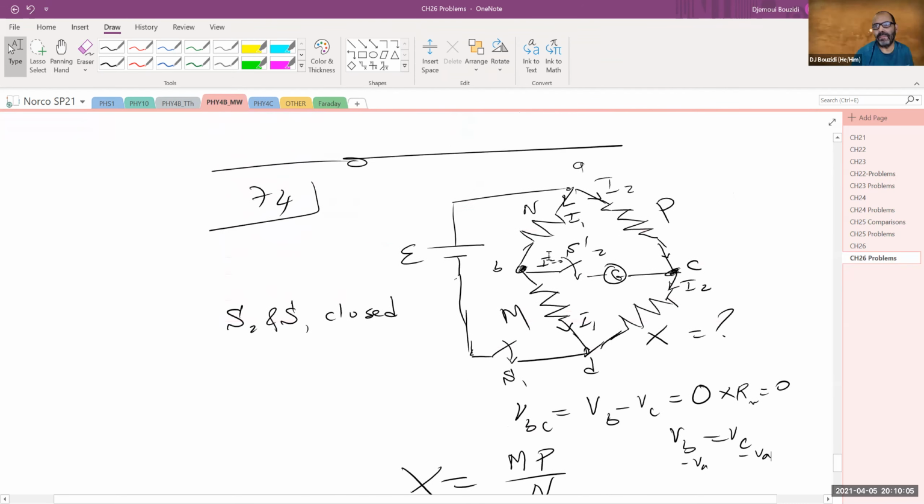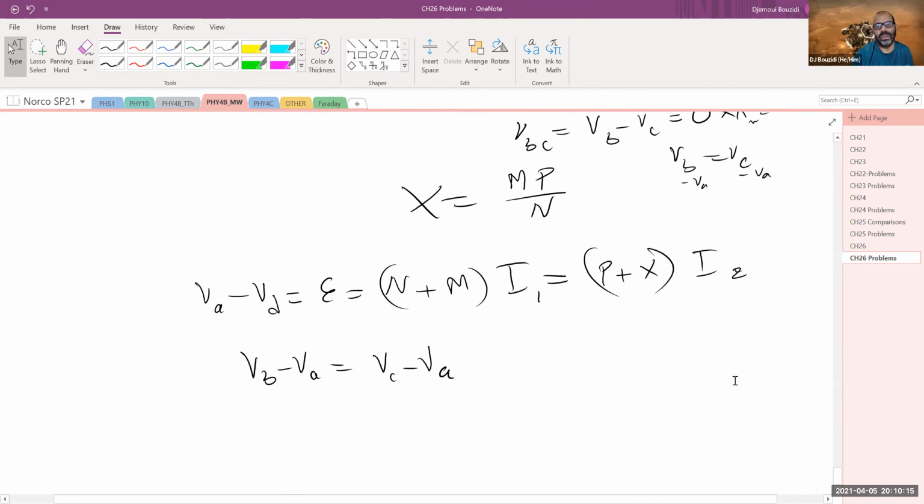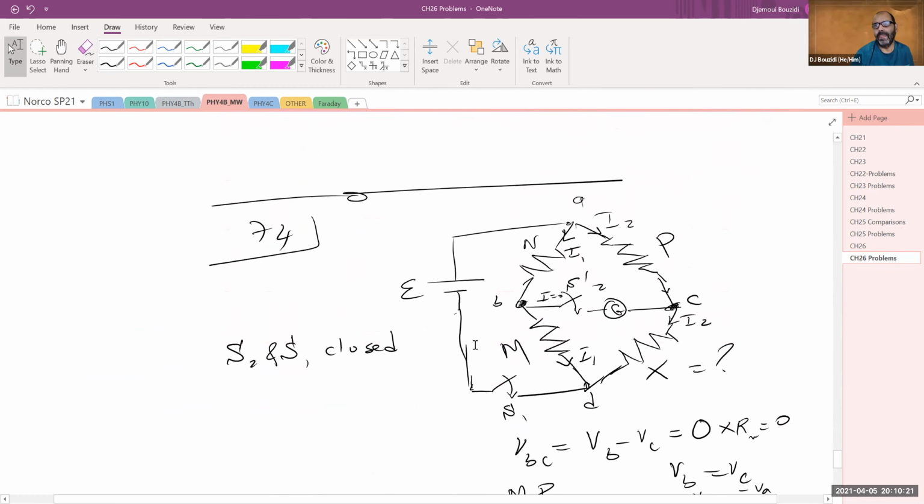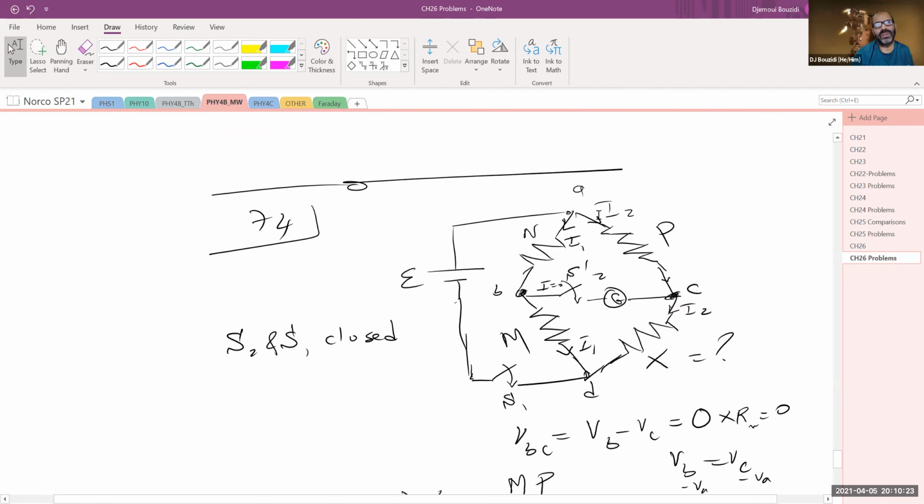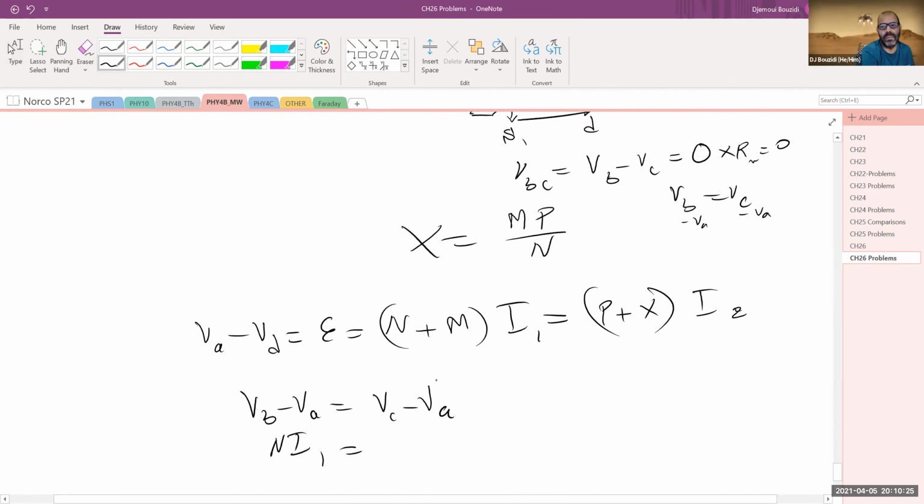VB minus VA is just N times I1, according to Ohm's law. The voltage drop across this point in here is just this resistor times this current. So it's NI1. And VC minus VA, it's the same thing. It's P times I2. It's PI2.